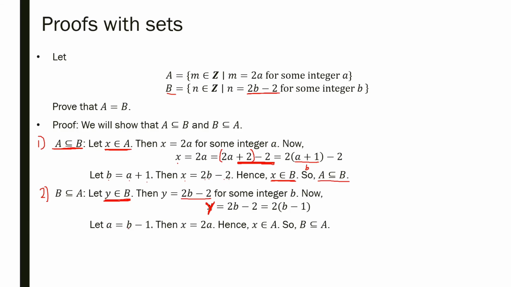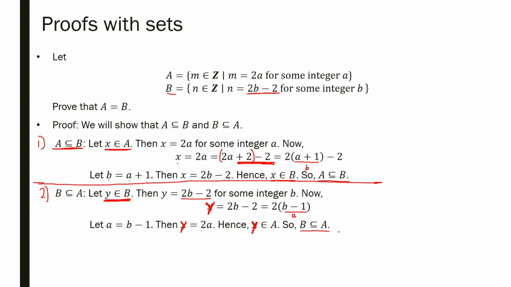Oh, and by the way, since we're breaking this proof into 2 different cases, it's okay that I'm reusing a and b to mean 2 different things. They're kind of like local variables, since there are 2 different parts. Let a equal b minus 1. Then y could be written as 2a, because b minus 1 is just a. So y is an element of A. So we showed that if y is in B, then y is in A. Therefore, B is a subset of A.